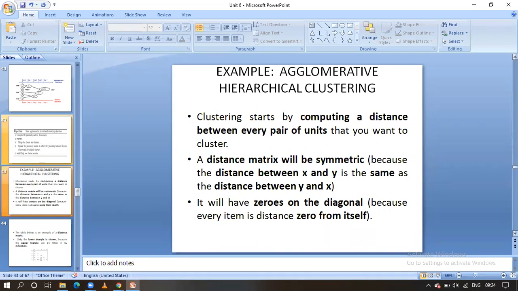Isn't it? The distance from Vijayawada to Eluru, the same distance will be there from Eluru to Vijayawada also. That is why this distance matrix is a symmetric matrix. And moreover, the diagonal values will be zero. Why? Because the distance from Eluru to Eluru is zero. Obviously, the distance from Vijayawada to Vijayawada is also zero, guys. That is why the diagonal values will be zero.